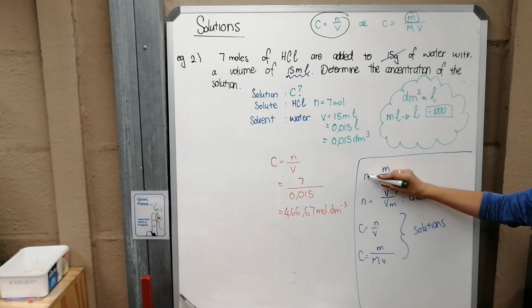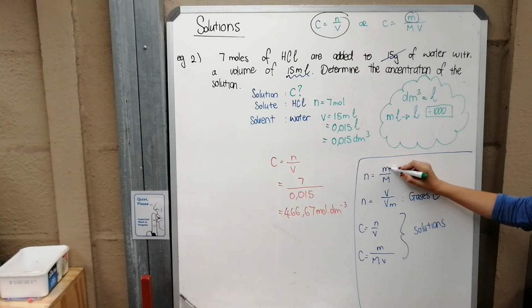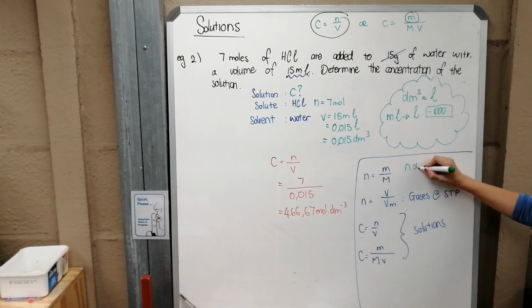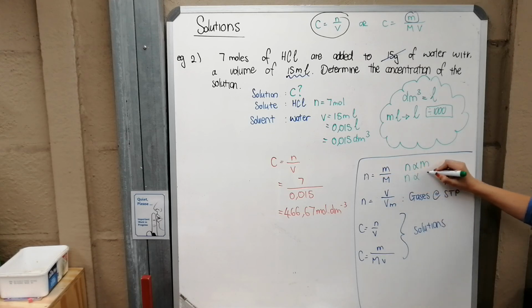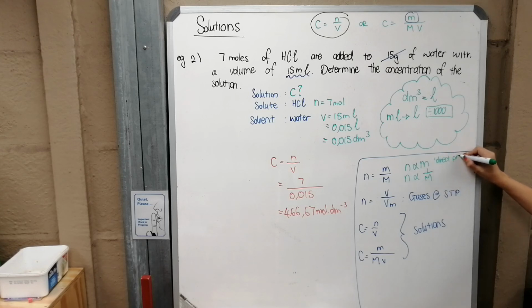A reminder, if you've got your subject and something that's at the top of a fraction on the other side, those are directly proportional. And if you've got your subject and something that is at the bottom of the fraction on the other side, we call that inversely proportional. So this is direct proportion, and this one is inverse proportion.